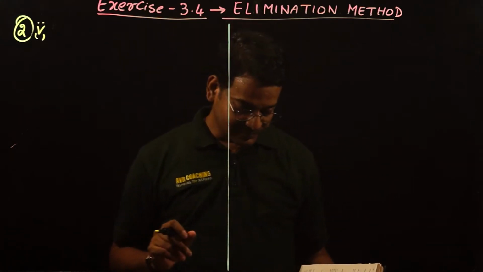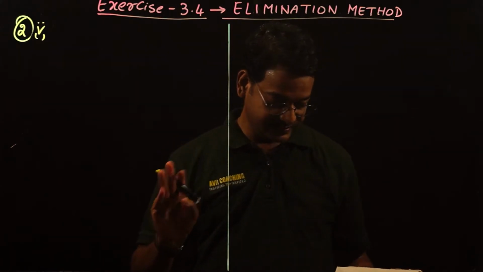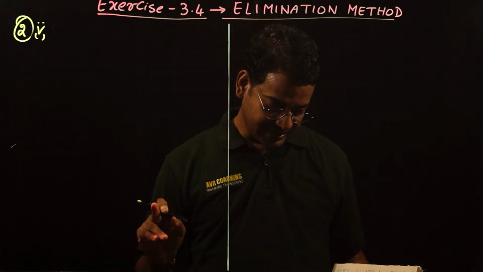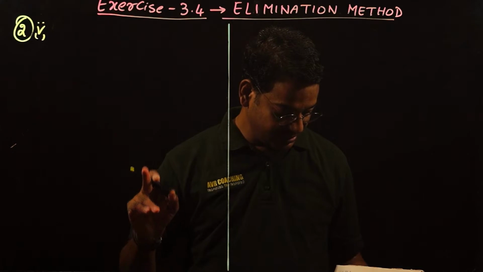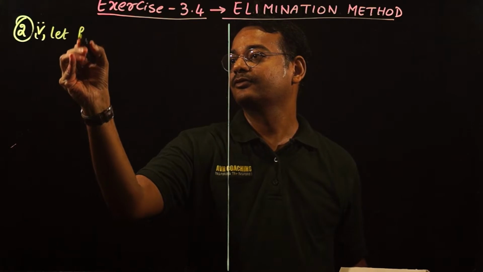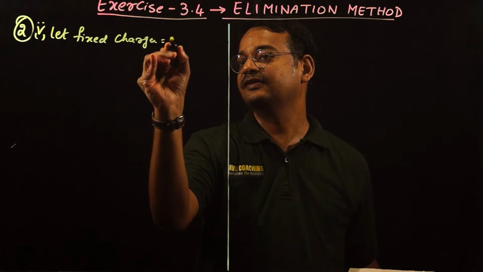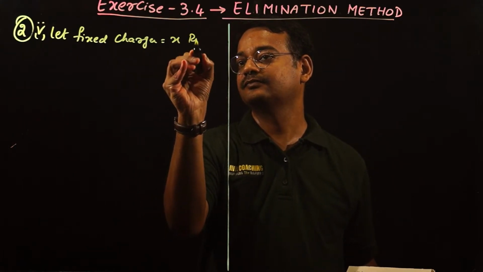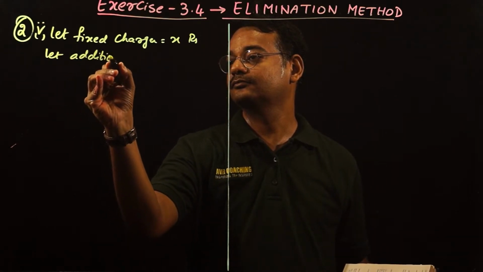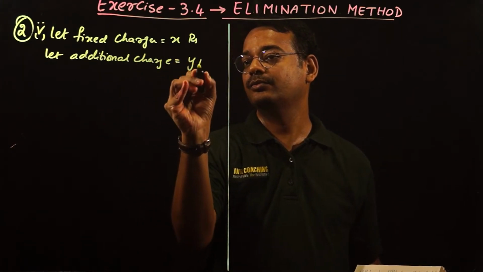So, a lending library has a fixed charge for the first 3 days. For the first 3 days there are fixed charges, and an additional charge for each extra day. Let the fixed charges be x rupees. Let the additional charge be y rupees.